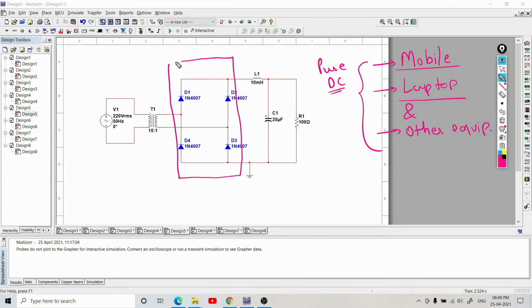Now, to get DC supply, we are all aware that we need to use a rectifier. So this is our rectifier, right? At the input side, we have AC supply. Let's say this is pure AC supply. So at the input, our waveform is like this, alternating in quantity.